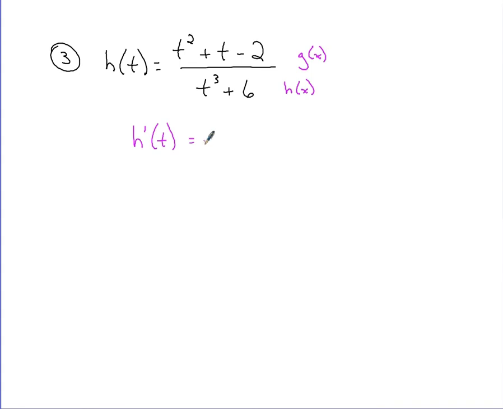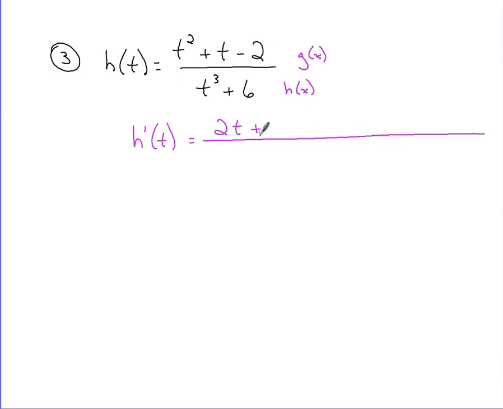So according to the quotient rule, we're going to get a great big quotient. And to start, we're going to take the derivative of this numerator expression. So the derivative would be, following your power rule, bring the 2 down. So it's 2t to the first power if you subtract 1.